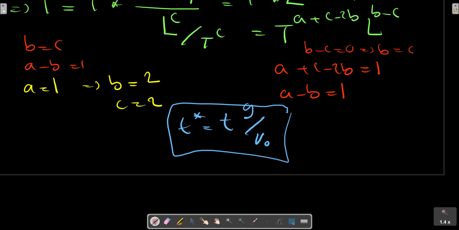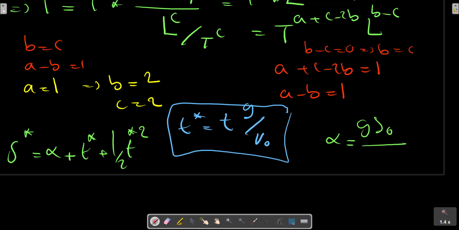the falling body curve motion: s star equals alpha plus t star plus t star 2. In this case, alpha equals to g s star. This is option 2 for our scaling down.